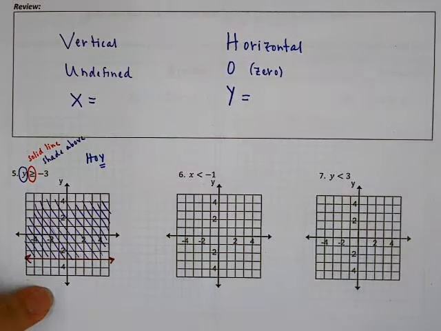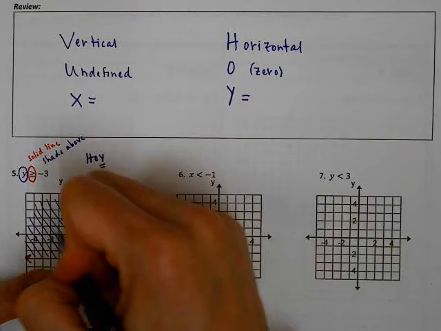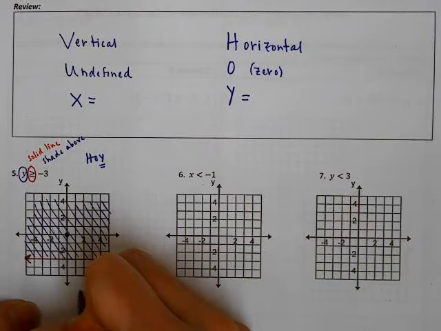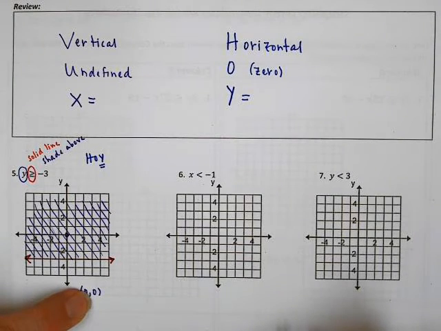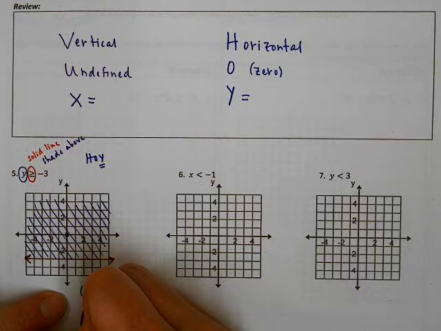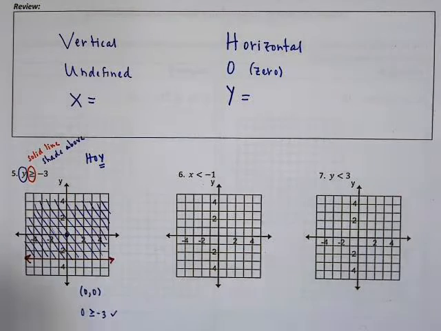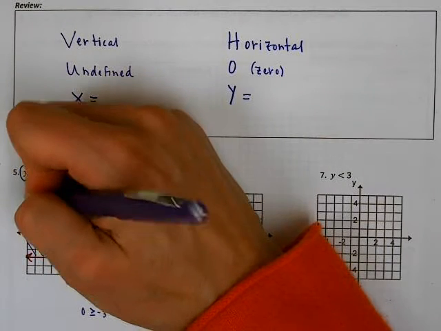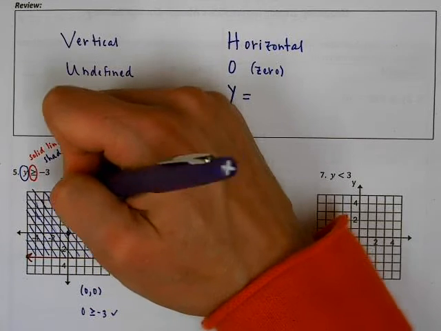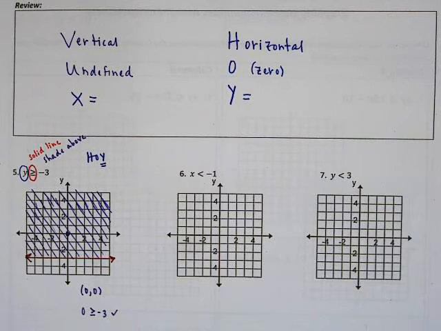And I can check. If I pick a point, let's say 0, 0 here, the y-coordinate of my point is 0, which I know is greater than or equal to -3, so I know I've graphed it correctly. Now, I should probably be more careful about making sure this covers my region here. There we go. All right, we'll just do one more.